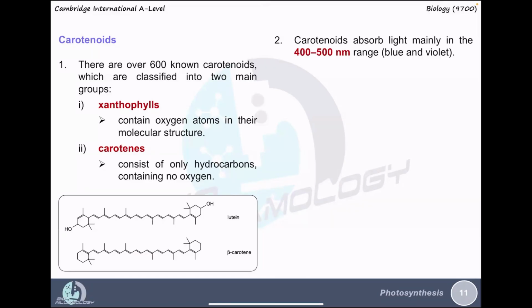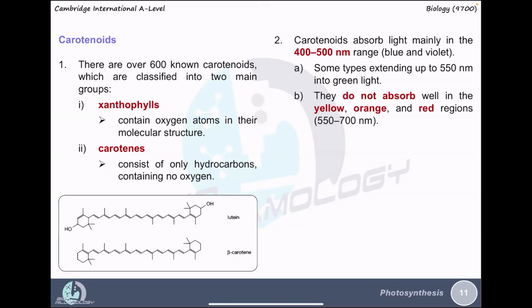Carotenoids absorb light mainly in the blue and violet region, which is about 400 to 500 nanometer range, but some can extend up to 550 nanometer into green light. However, they do not absorb well in the yellow, orange, and red region. That is why yellow, orange, and red lights are reflected. This gives the carotenoid pigment a distinctive color, either yellow, orange, or red pigmentation.